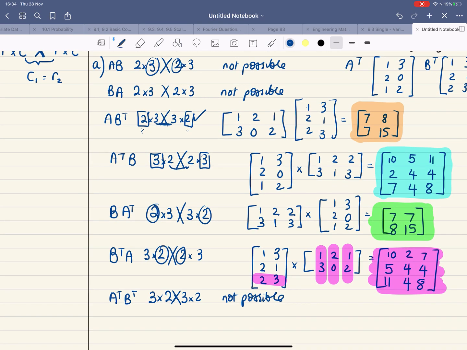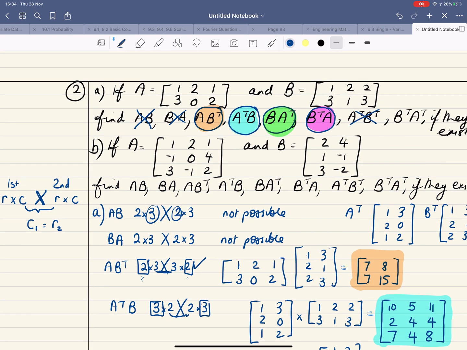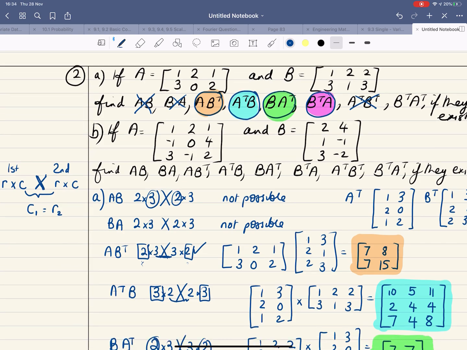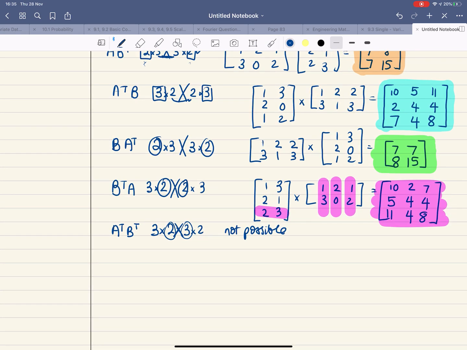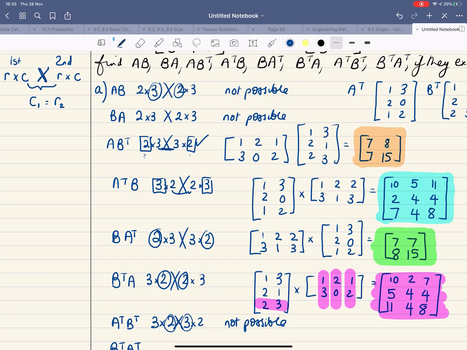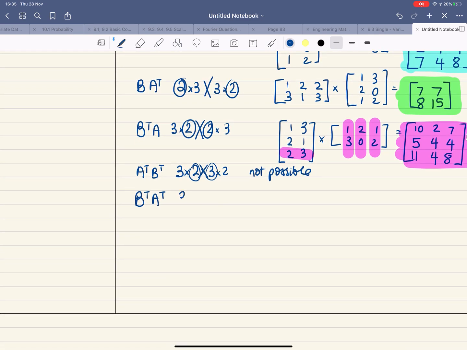Okay, so that's because the 2 is not equal to the 3. So the next one, B transpose, A transpose. I think this one's not possible either. B transpose, A transpose: 3 rows, 2 columns, 3 rows, 2 columns. So that is not possible either.